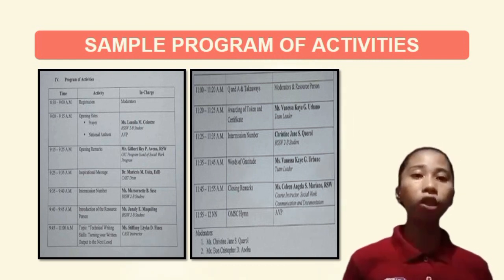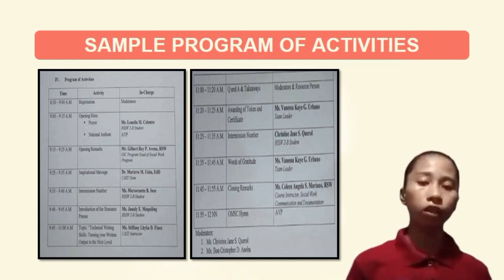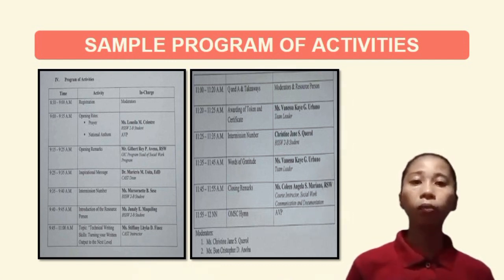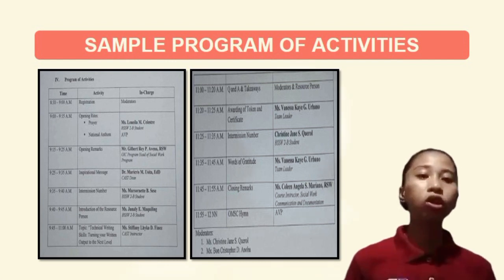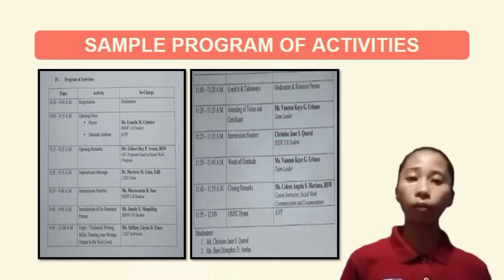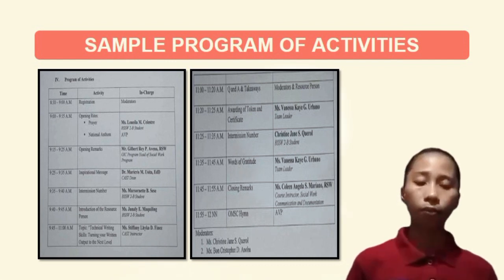Committee in charge, a person who's allocated to the given activity. Those are indicated in the program flow. The program success relies on those important parts. So before doing such a program or training, you must have a program flow.